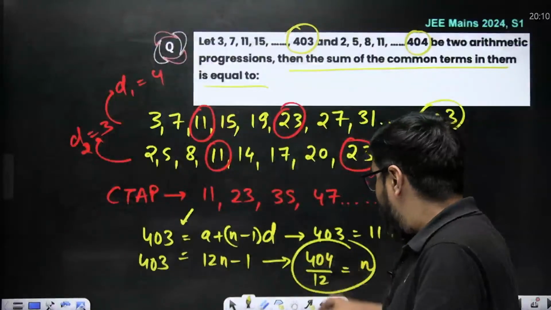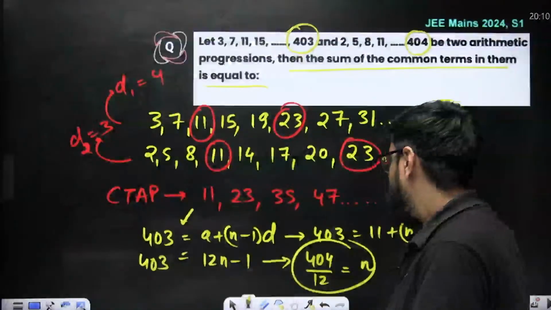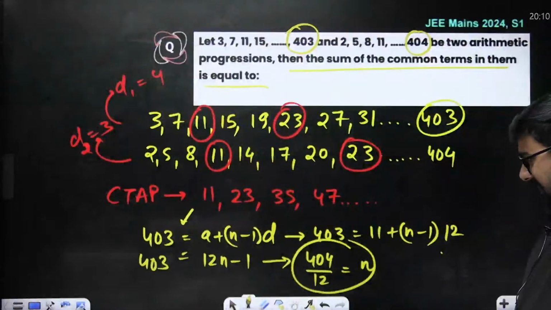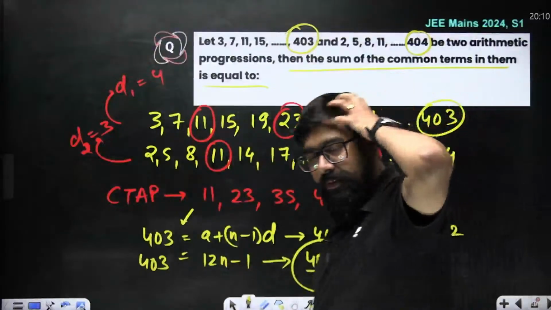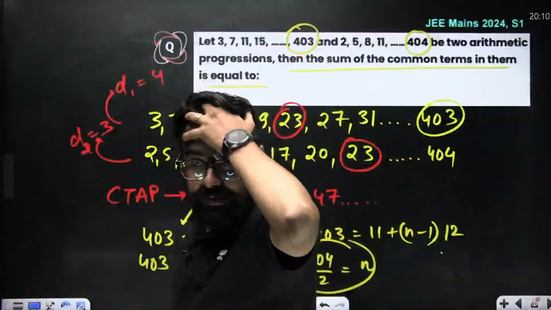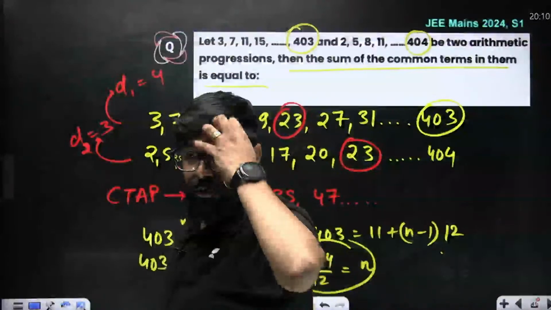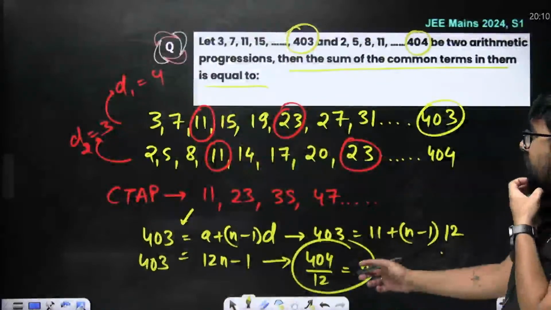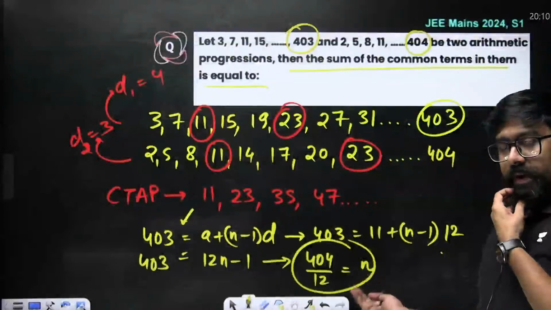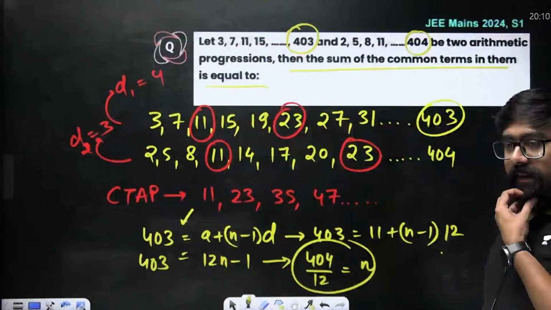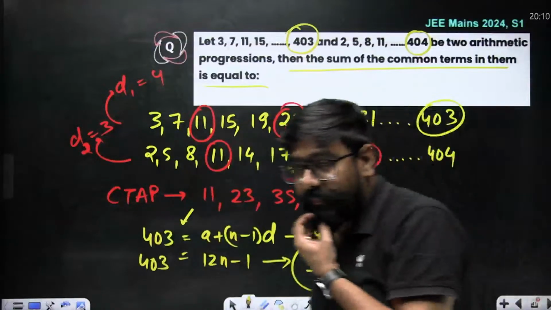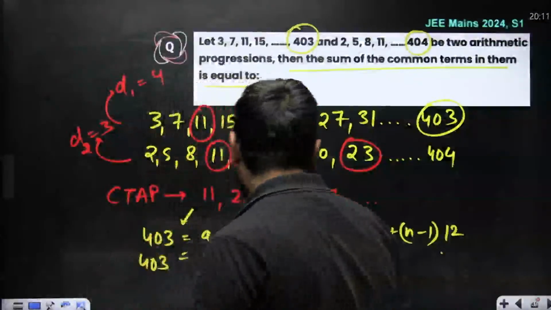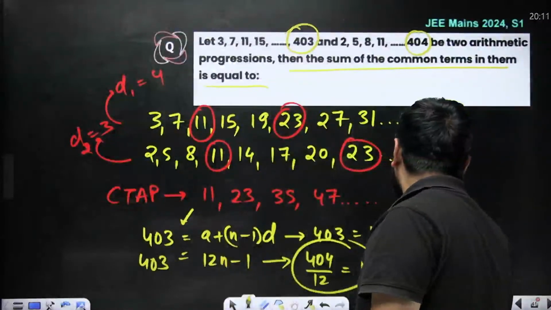What is the value of n over here? Calculate. 33 point something. What are we getting? 33 point something. What is the value over here? 33 point something. Come on, tell me. 33.3. n is nothing but equal to 33.3.